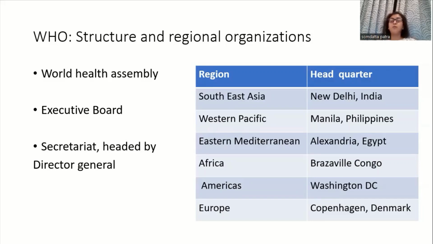So we'll know the names of the regions and the headquarters. The region Southeast Asia, the headquarters is at New Delhi, India. Region Western Pacific, headquarters is at Manila, Philippines. Eastern Mediterranean, headquarters is at Alexandria, Egypt. Region Africa, headquarters Brazzaville, Congo. Region America, headquarters Washington, D.C., USA. Region Europe, headquarters is Copenhagen, Denmark.